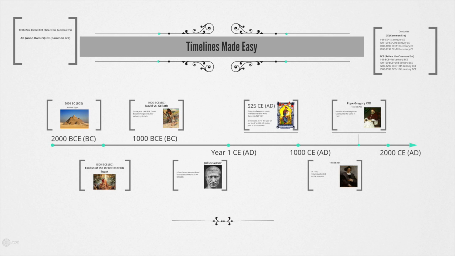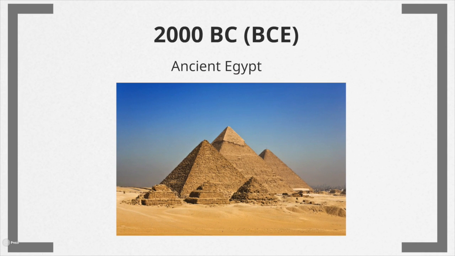Timelines are a great way to organize important events from the past into one place. You may have already worked with some of them in the past, but do you really know how they work? After this video, you will be a timeline expert. Let's get started and go all the way back to 2000 BC. You learned about this culture in the 6th grade.